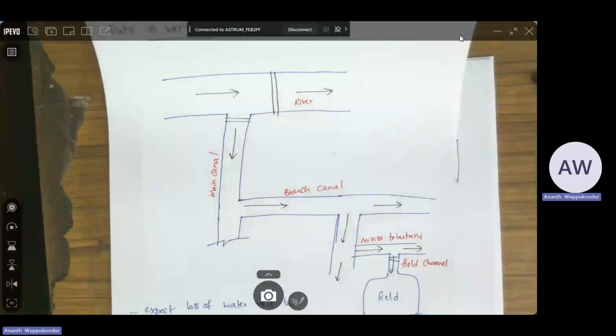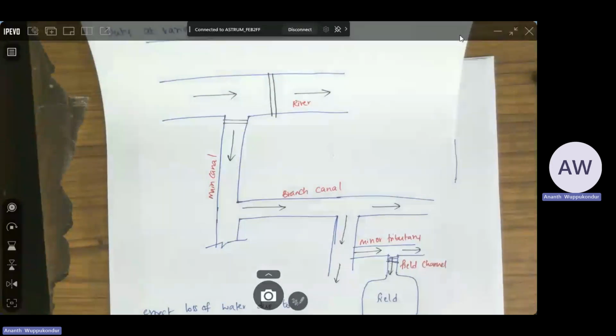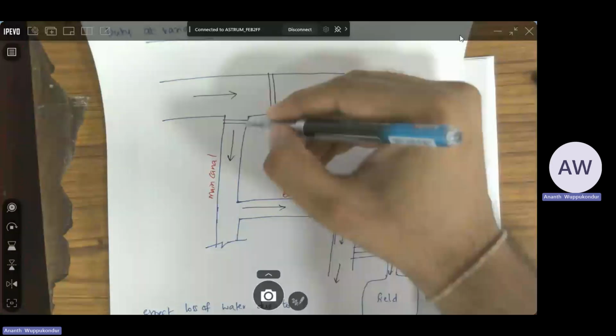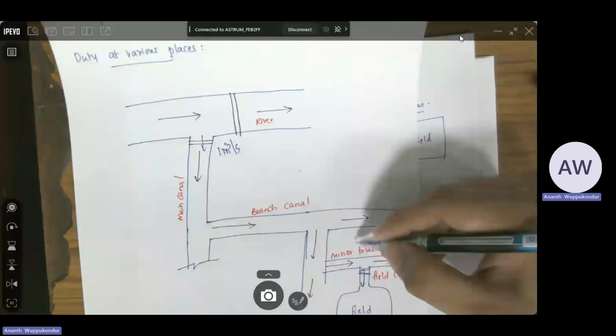Now we briefly picture. So usually when we have a river, we draw water from the river into a canal, and from the canal we divert the water into branch canals. From the branch canal, we will be again drawing water to major and minor tributaries. So once the water comes, that is where we divert water from the tributary into the field.